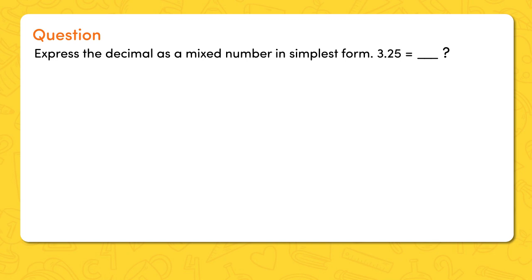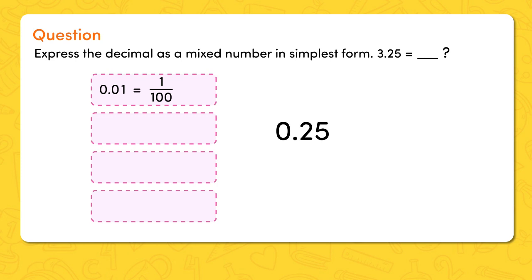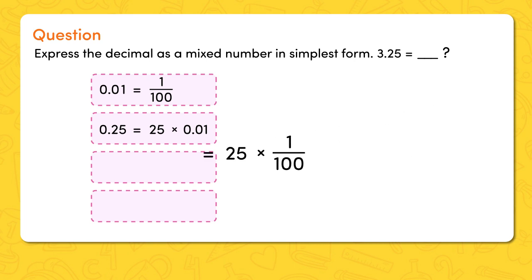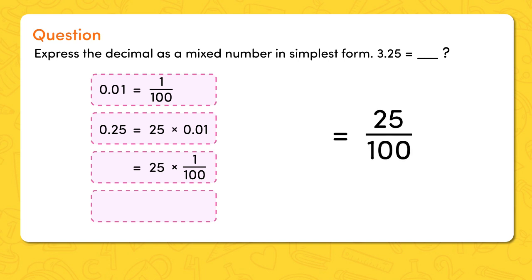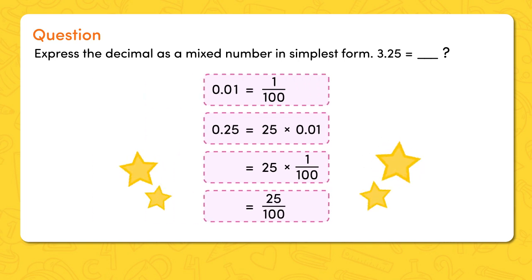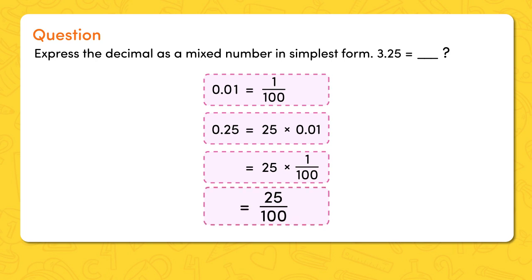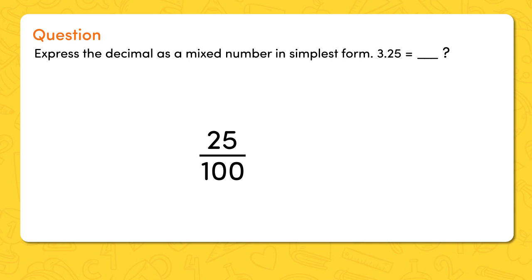A hundredth is written as 0.01 as a decimal, and 1 out of 100 as a fraction. 0.25, or 25 hundredths, would then be 25 times 0.01. That will be the same as 25 times 1 hundredth, or 25 out of 100. Great! Now that we have expressed 0.25 as a single fraction, let's go on to simplify it.